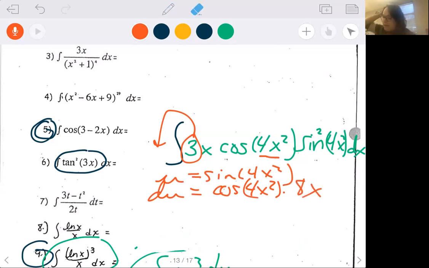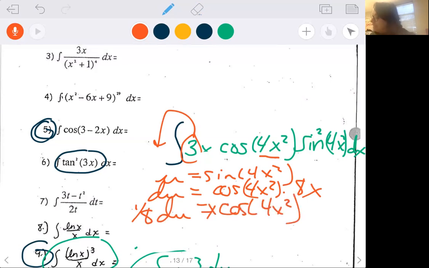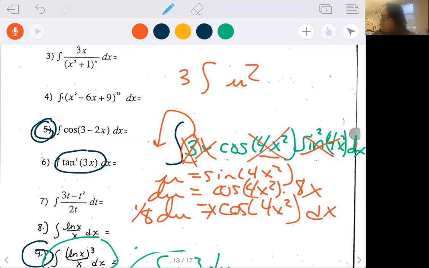And you might say, yeah, but I don't want there to be an 8x. I just want an x. Well, that's where you do the 1/8 correction: it equals cosine of 4x squared times x dx. So notice I had the 3 I took out front from the beginning. This sine was my u, so that's u squared. The rest of the integrand, x cosine x dx, was my du.